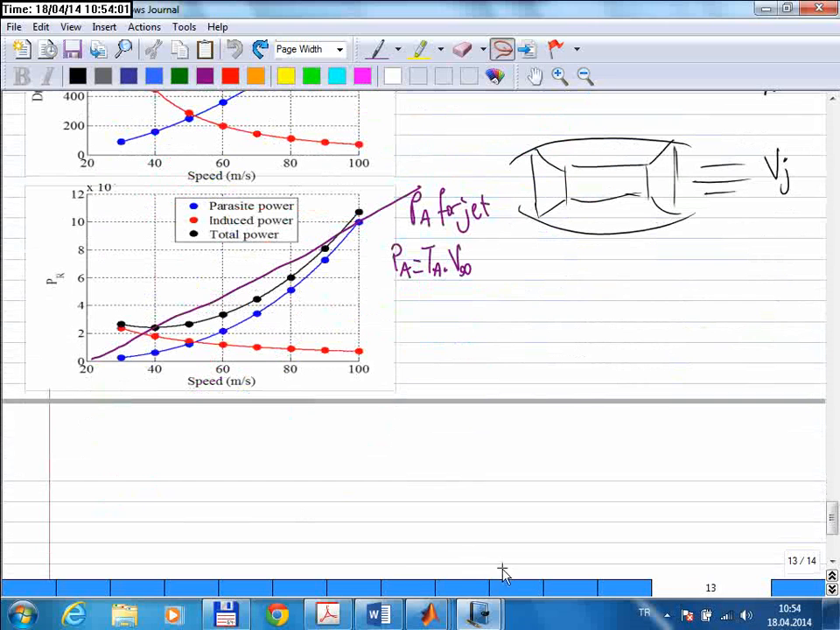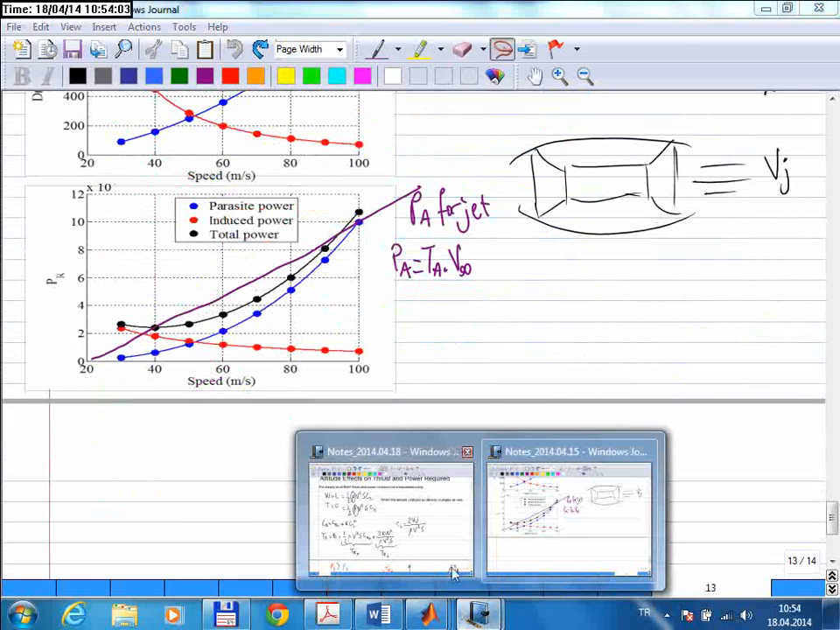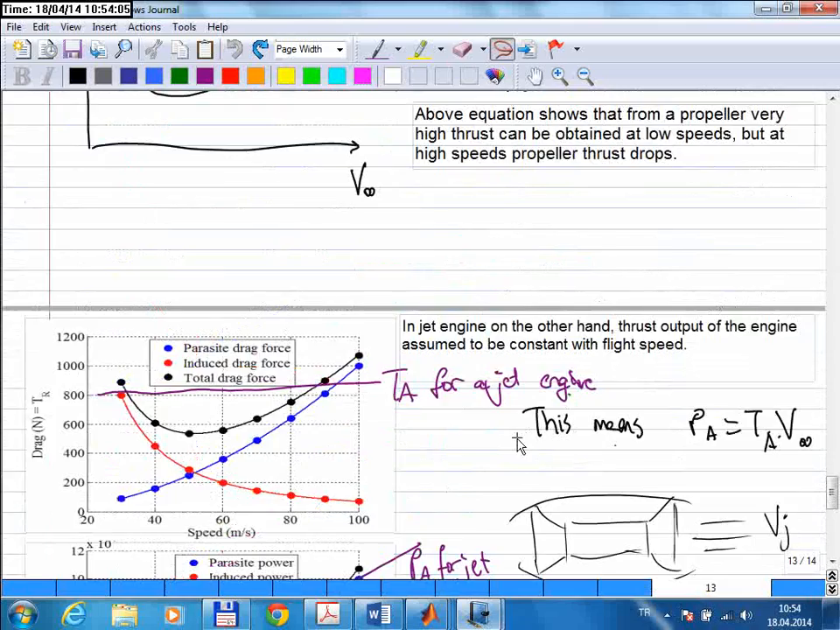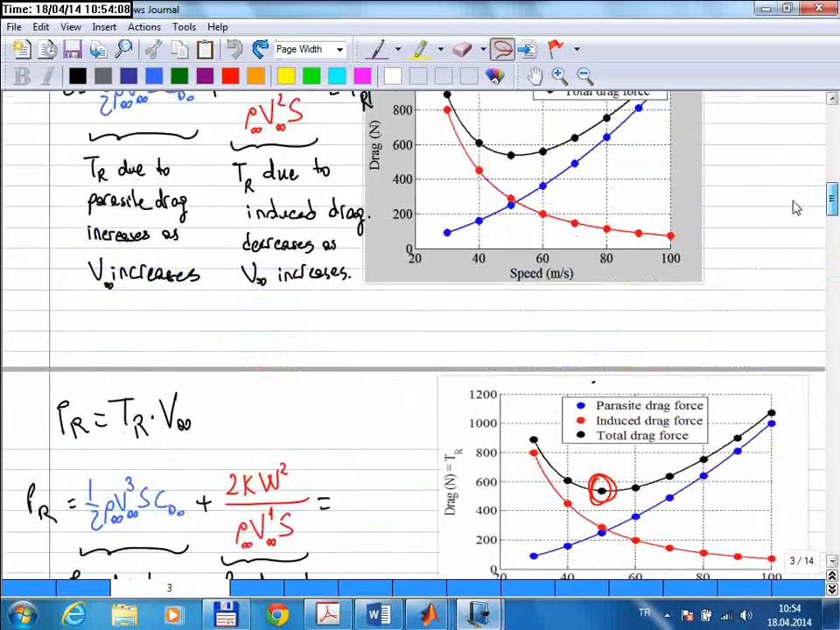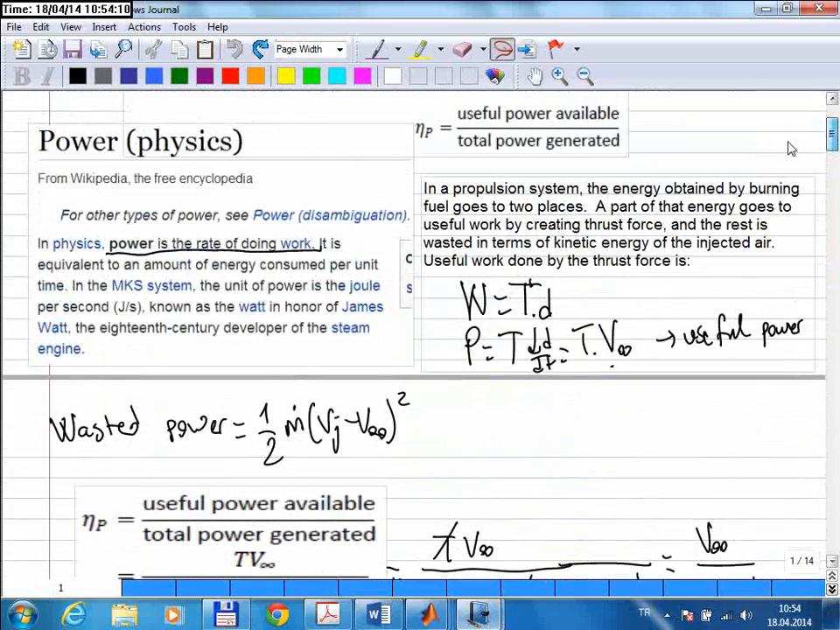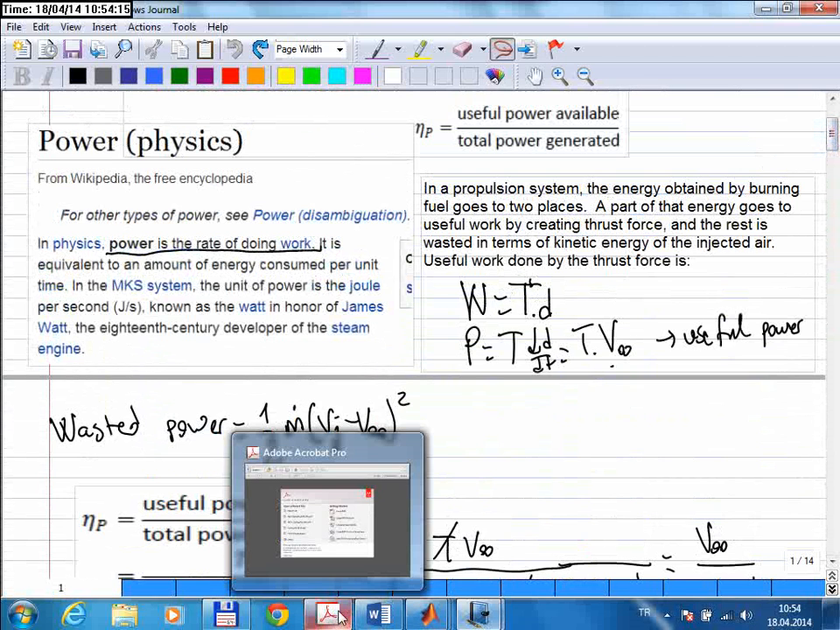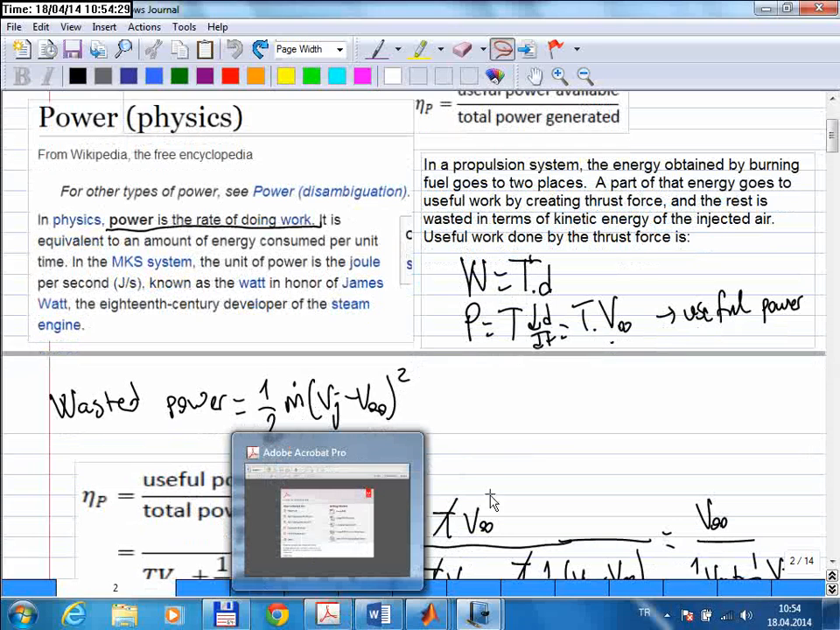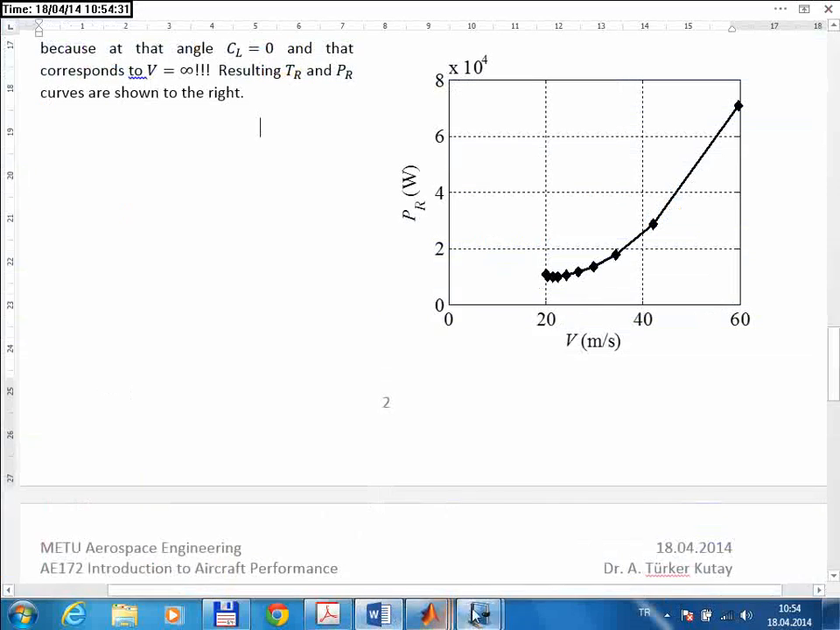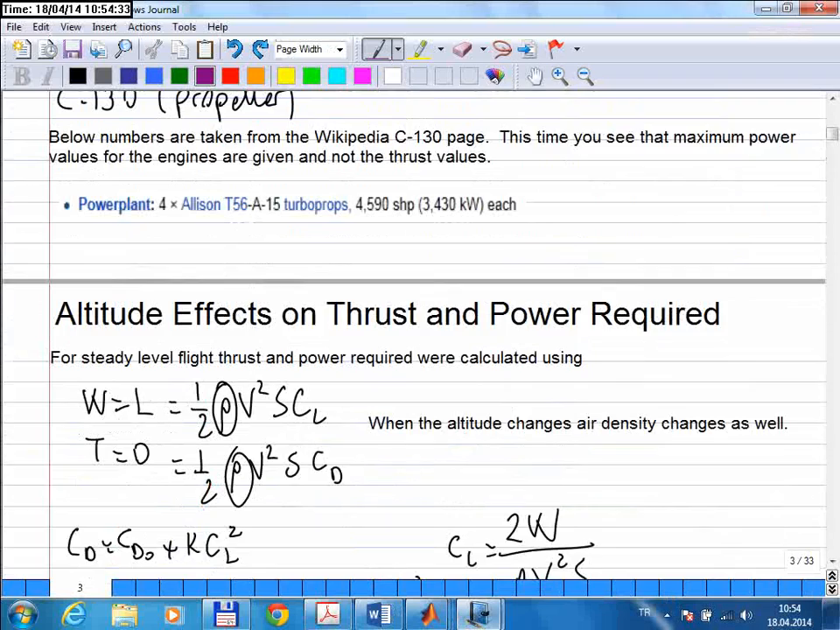Before I proceed further, I would like to show you an example. I think this example will be very helpful for you to understand what you do with this information. We've been talking about thrust required and power required curves, and then we talked about how propeller and jet engines can create thrust and power. So how can we combine all this information to calculate aircraft performance? Today I would like to talk about that.